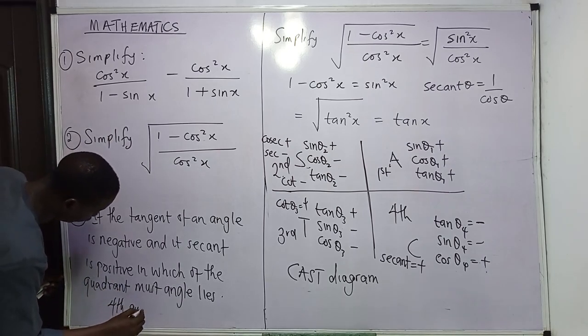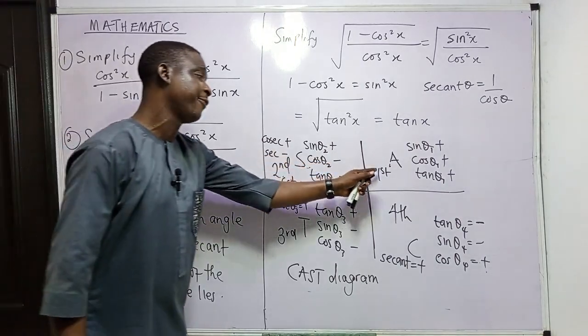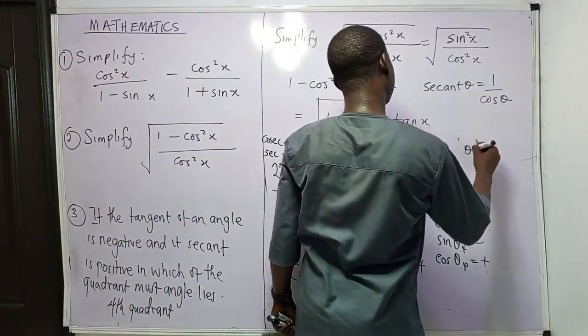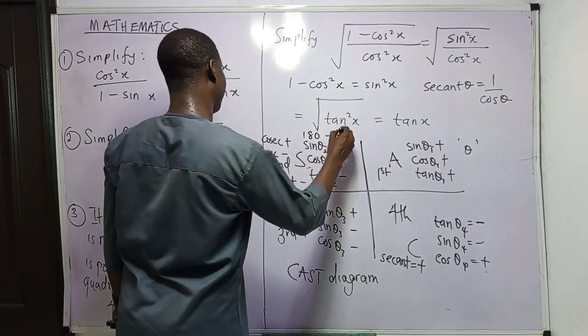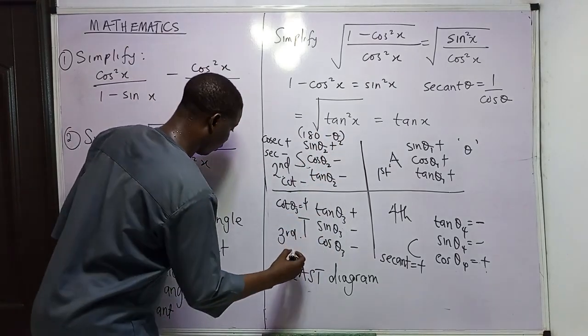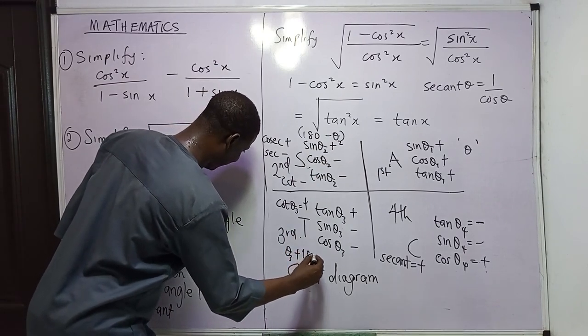Fourth quadrant. But I want to show you something. Now, don't forget the angle in the first quadrant is theta, while the angle in the second quadrant is 180 minus theta. That means each of them is theta 2. The angle in the third quadrant is what? Theta 3 plus 180.